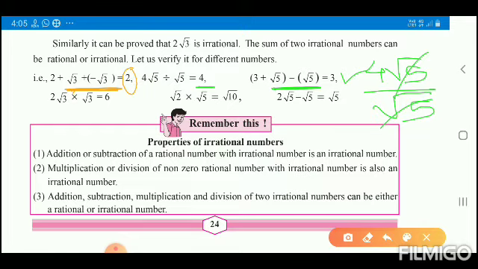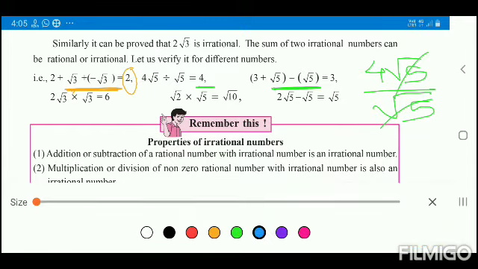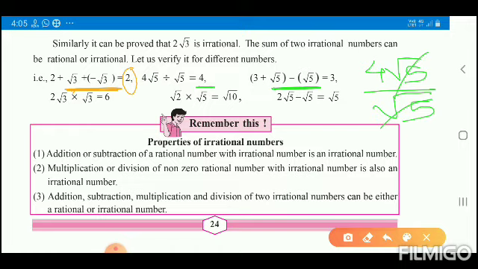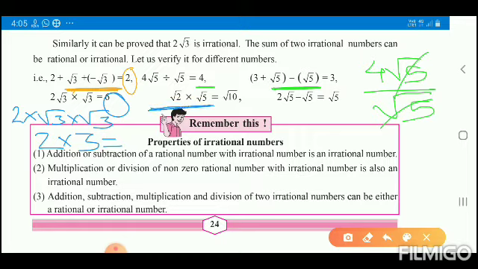Same way, the next example is 2 root 3 into root 3. Now look here, in between 2 root 3 and root 3, which sign is there? Multiplication. Okay. Now root 3 into root 3 means 3. So 2 threes are 6. So your answer is 6. Okay. Now next is root 2 into root 5. Here both are irrational numbers, so you can write them in one square root sign. So 2 into 5 is equal to root 10.